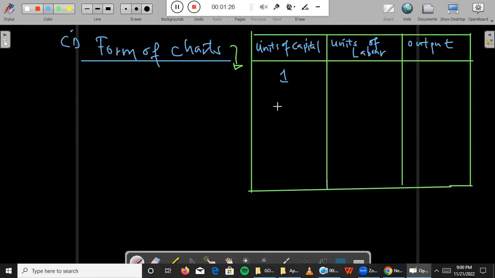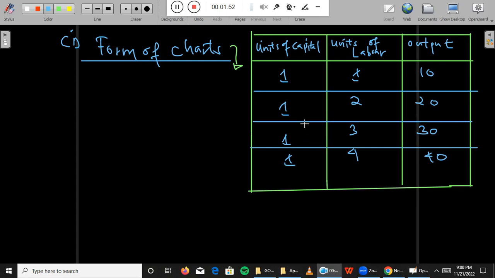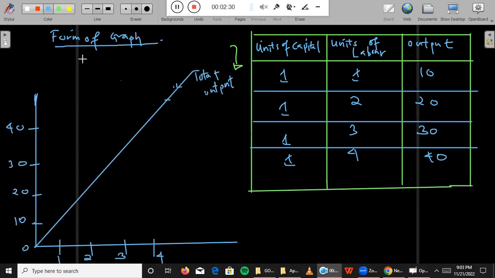Let's observe the first way of representing the production function, that is the form of a chart. Suppose we have the units of capital, the units of labor, and the resulting level of output. We have capital constant at 1, units of labor are 1, 2, 3, and 4, and the output is 10, 20, 30, and 40. This is a simple illustration of how you can represent the relationship between the output produced and input using a table.